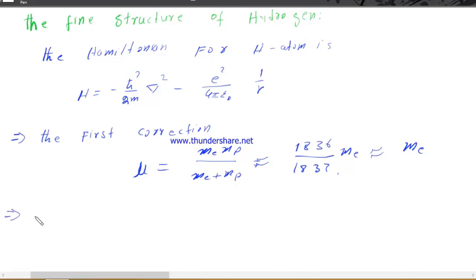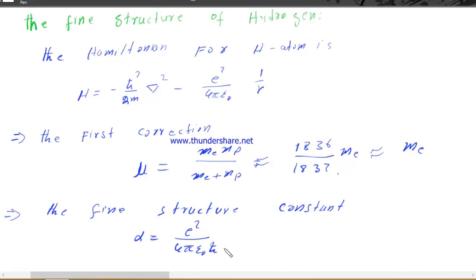And another important correction is the fine structure constant, which is alpha equals e² divided by 4πε₀ħc. And when we put the value of all these constants, then the value of 1 over alpha is equal to 137.036.